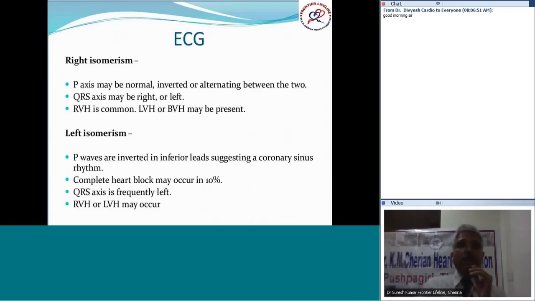And in left isomerism, the P waves are inverted in inferior leads, suggesting a coronary sinus rhythm. Complete heart block may occur in 10%. QRS axis is frequently left, and either ventricle may be hypertrophic.